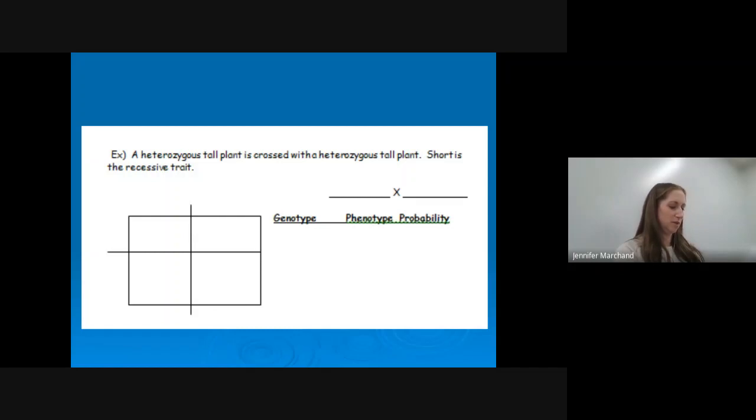So what you end up with is 25% homozygous tall. Okay, up here in this corner right here. You end up with 50%, so this one and this one, again, is going to be heterozygous. And that's going to be heterozygous tall, and then you'll have 25% that is homozygous short.